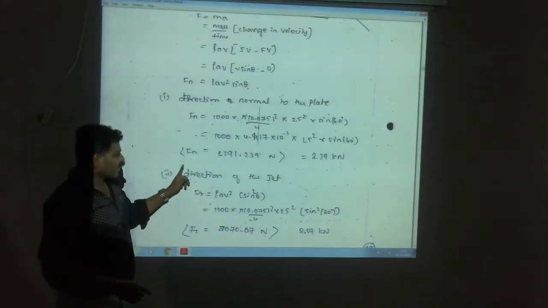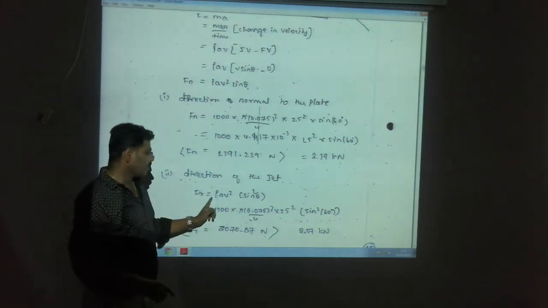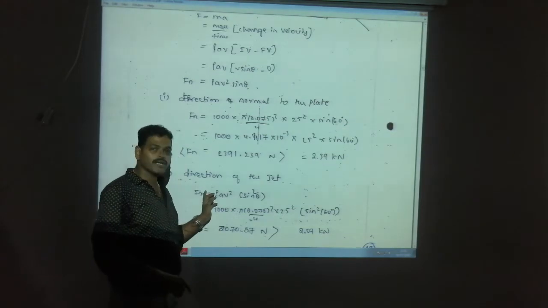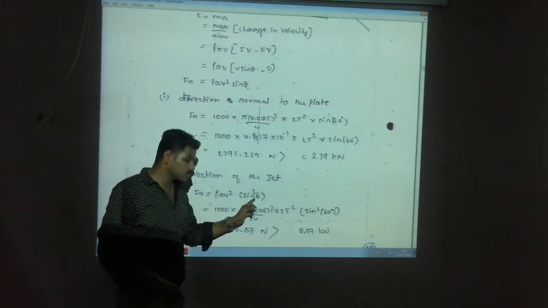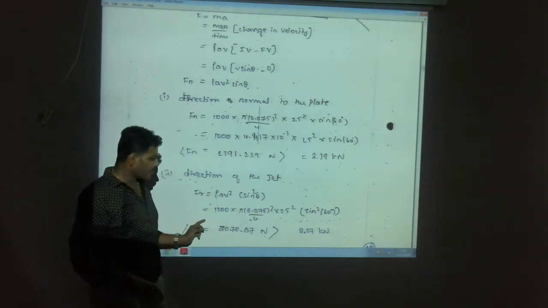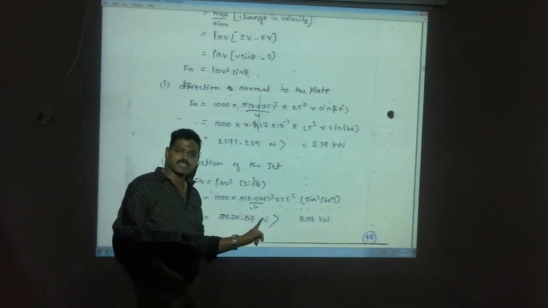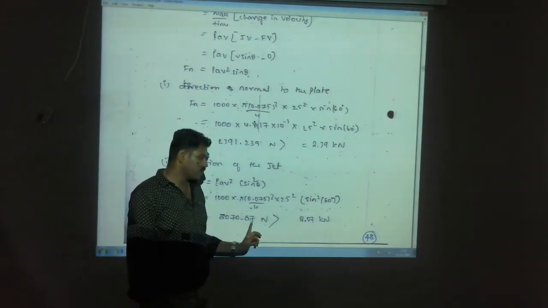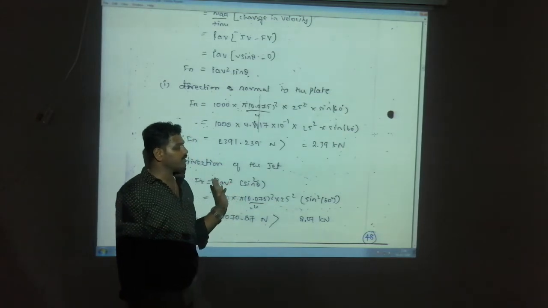Next, in the direction of the jet, it is nothing but Fx. So Fx is nothing but Fn into sin theta, or rho a v square sin theta into sin theta. That will become rho a v square sin square theta. Just substitute the values again and you will get Fx is 2070.87 Newton. This is the value for the inclined plate.